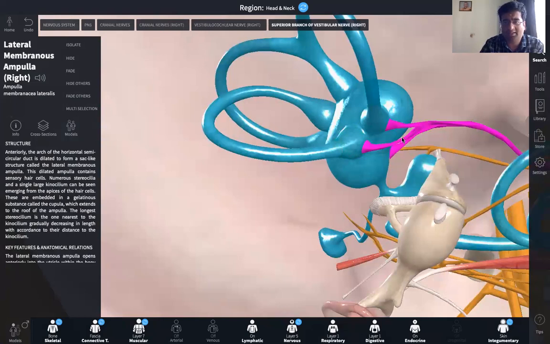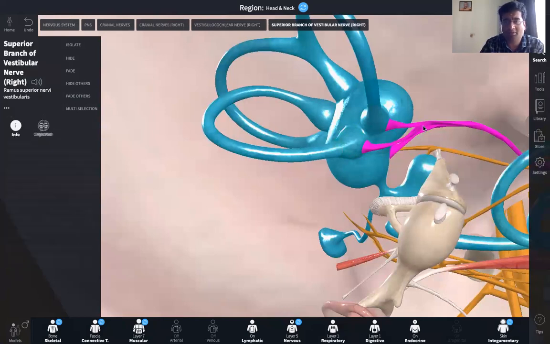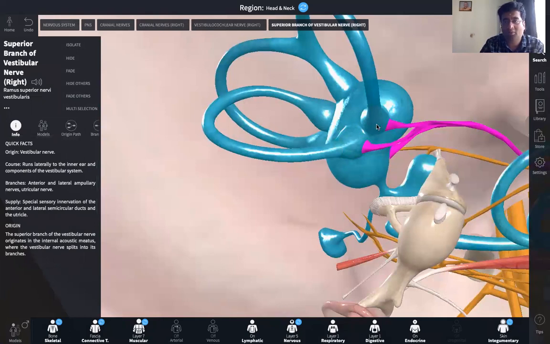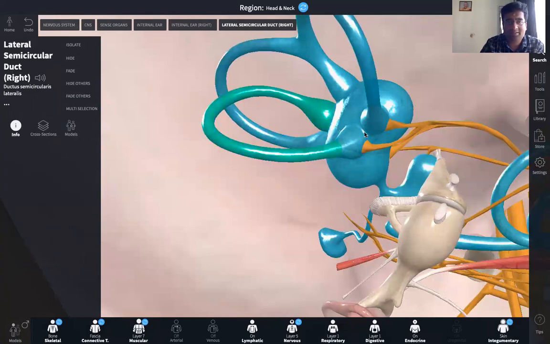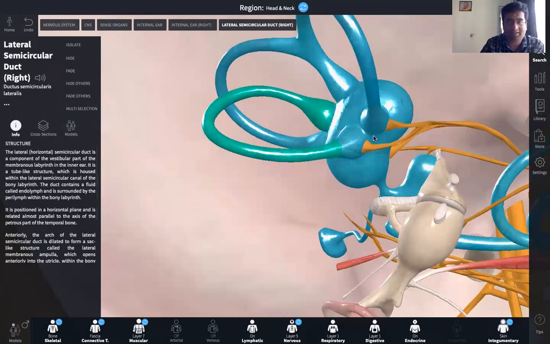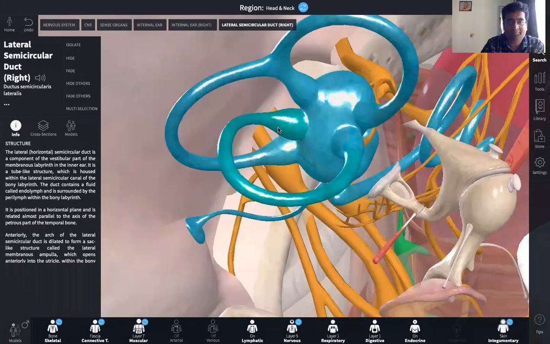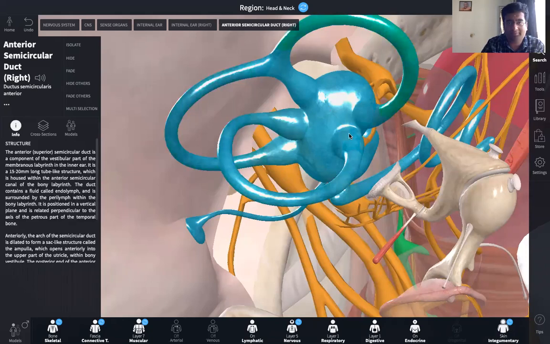And you can also see that these are the branches of the vestibulocochlear nerve, that's your auditory nerve, that are also connected with the swollen bases of the semicircular canals. You can see here, this is one of the semicircular canals that has been highlighted in detail for you. Now this is the second one, and then you have the third one, and you can see their swollen bases as well here.